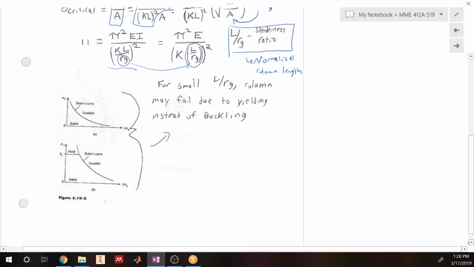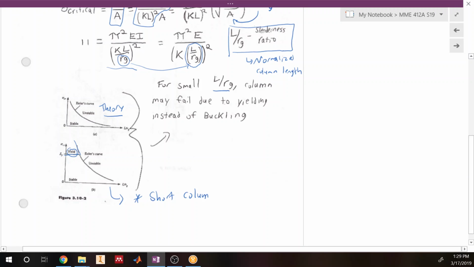Right. So for very small L over RG, the column may fail due to yielding instead of buckling. So in theory, Euler's curve would look something like this, but in reality, you'll meet the yield stress before the critical stress that Euler's curve would predict. So, in short, short columns will fail due to plasticity before they buckle.